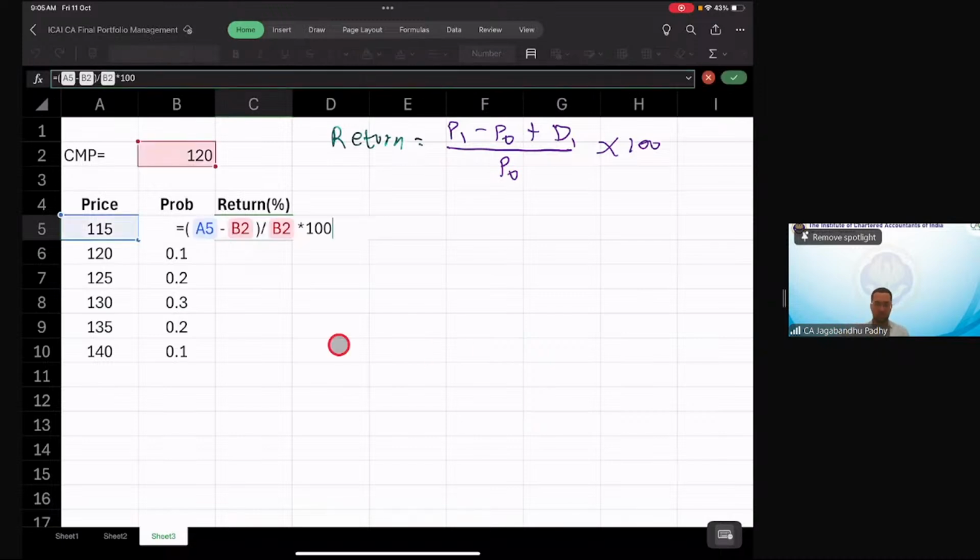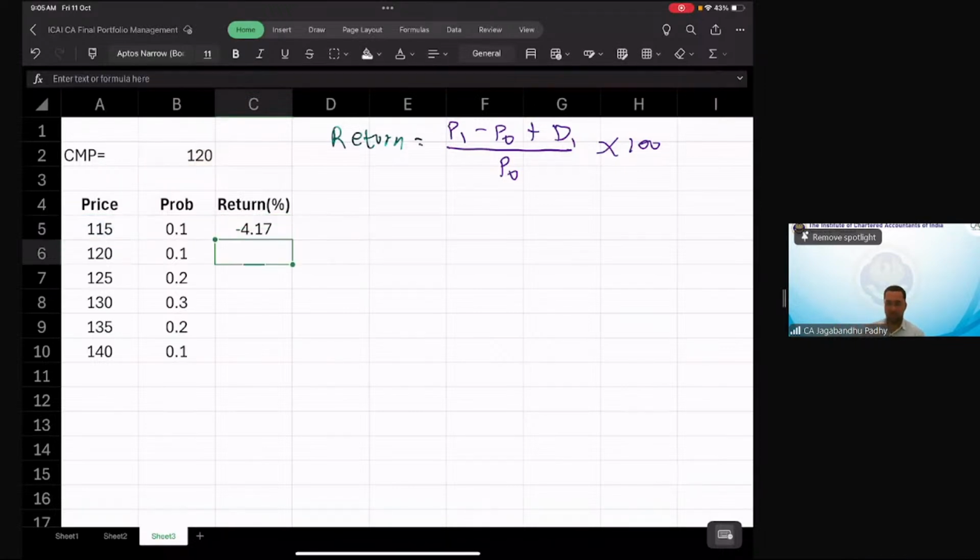So I've just taken a difference between the expected price in the next year minus the current market price, divided by the current market price, and then to make it in percentage, you multiply it by 100. So we have this as 4.17%.